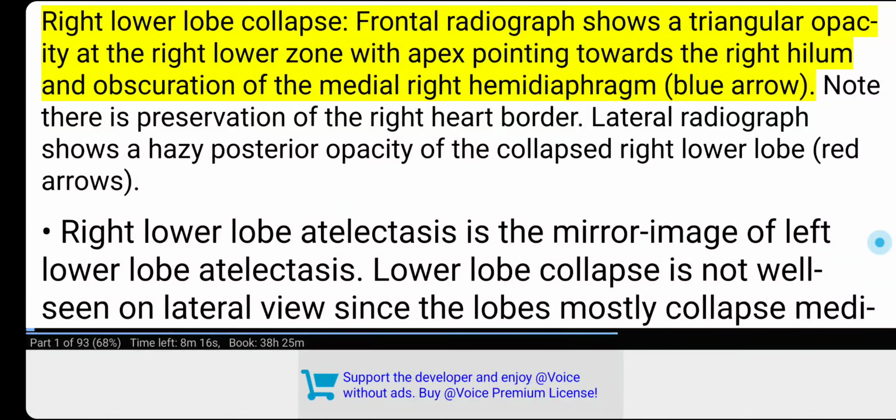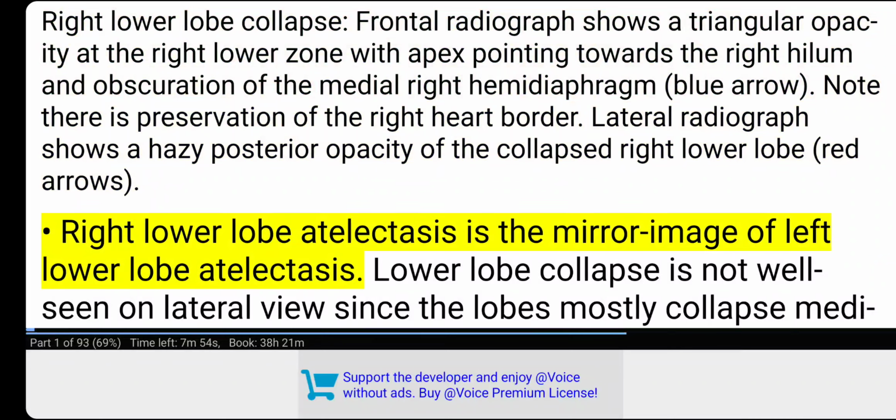Right lower lobe atelectasis. Right lower lobe collapse. Frontal radiograph shows a triangular opacity at the right lower zone with apex pointing towards the right hilum and obscuration of the medial right hemidiaphragm, blue arrow. Note there is preservation of the right heart border. Lateral radiograph shows a hazy posterior opacity of the collapsed right lower lobe, red arrows.